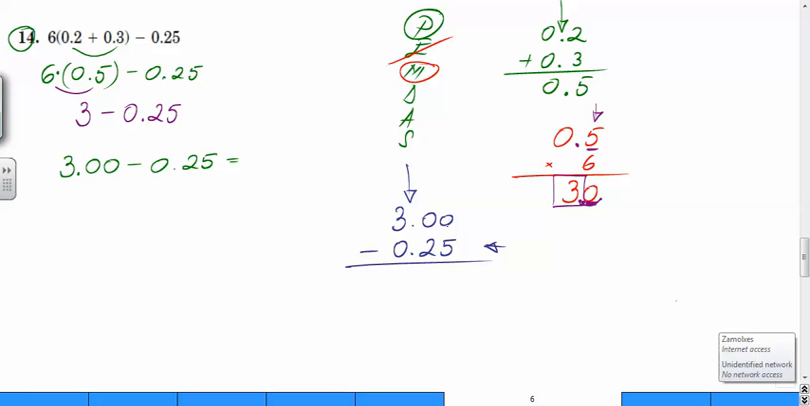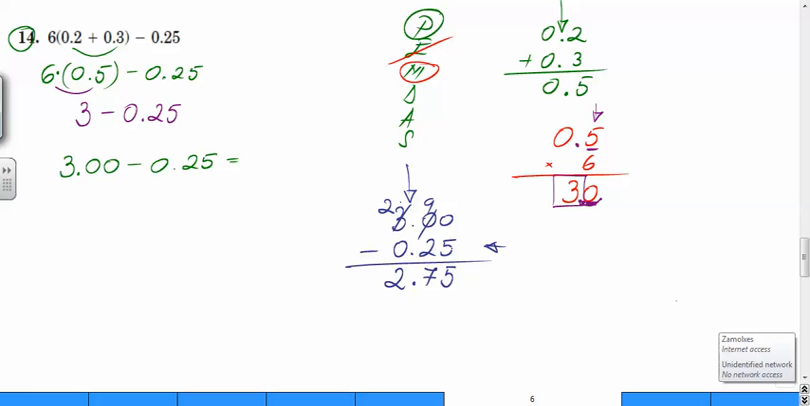5 out of 0, you need to borrow 1 from the next one, right? 5 out of 10 will be 5. Next, 2 out of 9, right? Because here I don't have 0 anymore because I borrowed 1. I have 9. 2 out of 9 will be 7. Bring down the decimal point. And next would be 0 out of 2, because you already borrowed 1 from this 3, and it would be 2.